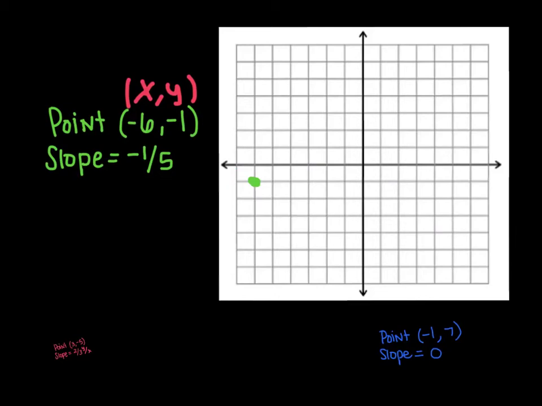And if I count that, 1, 2, 3, it's going to end up over here. And now I want to check to make sure I did that right, to make sure my slope matches the directionality of my line. And I do have a negative line, and my slope is negative, so I know that I did that right. And I can continue this pattern of going down 1 and over 5.